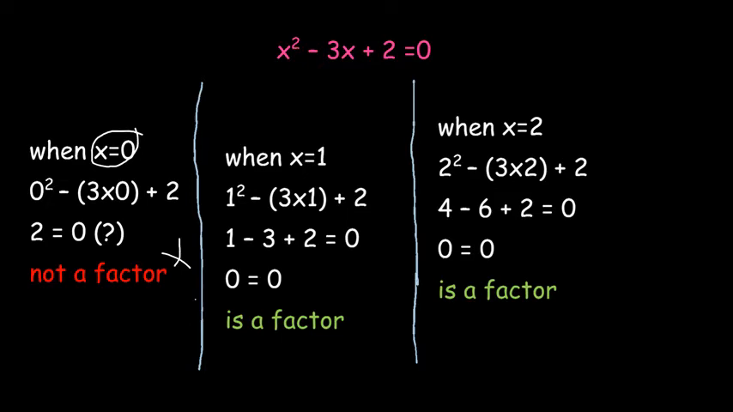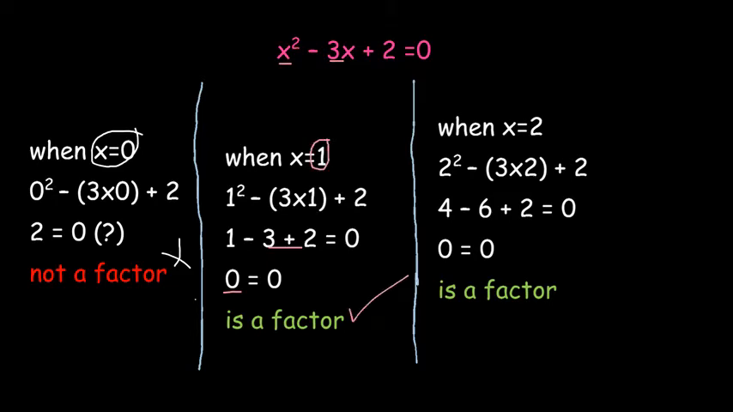Now, moving on to when x equals 1. When x equals 1, you get 1 squared minus 3 into 1 plus 2, which is 1 minus 3 plus 2, which is minus 2 plus 2, which is a 0. Now, this left-hand side equals the right-hand side. So you can say that 1 is a factor of this equation.